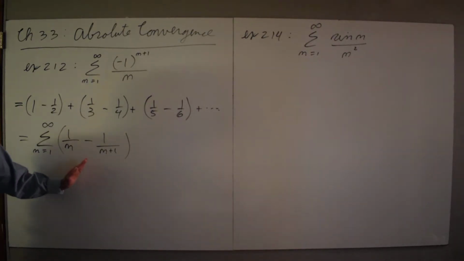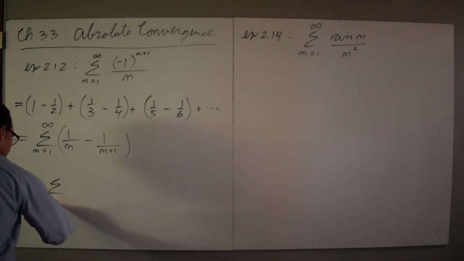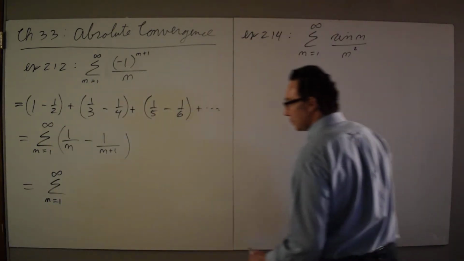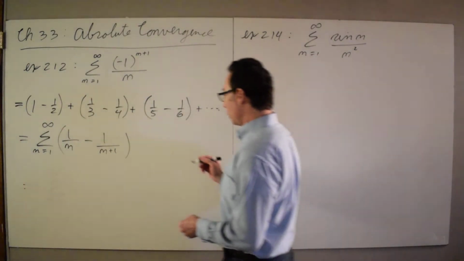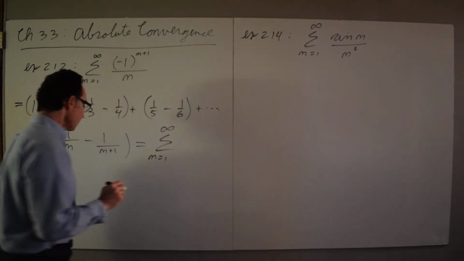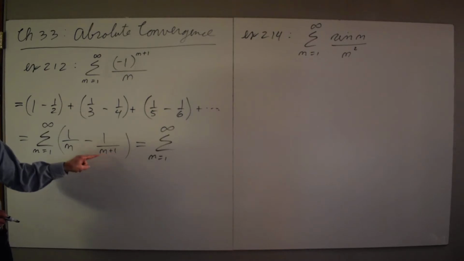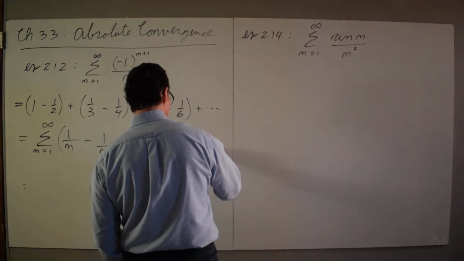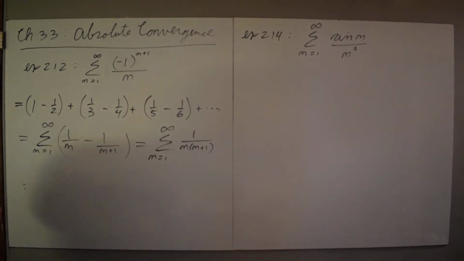And we've looked at series like this before. Let me write it over here. This is the sum of n equal 1 to infinity of, so here we get a common denominator, and we have 1 divided by n times n plus 1. We just add these two terms here.